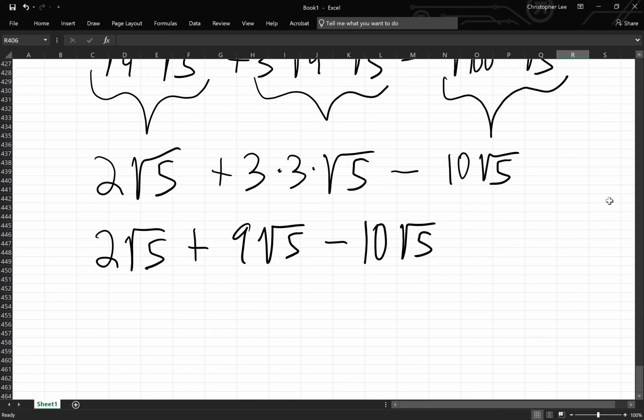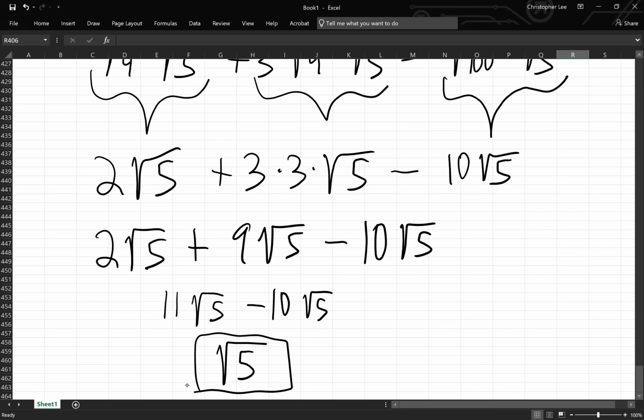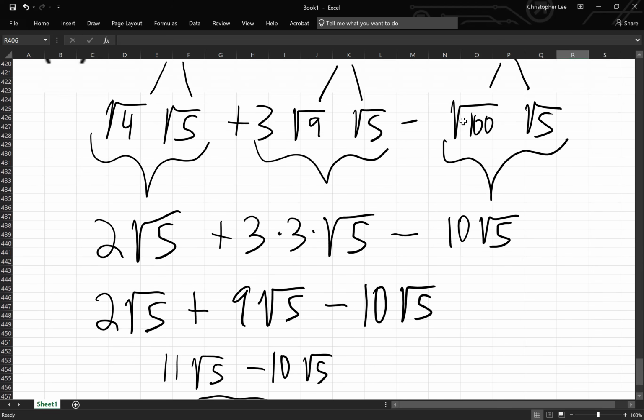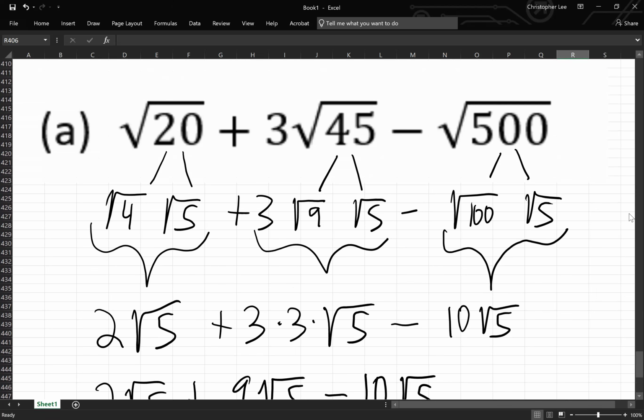So you add 9 and 2. Okay. So 11 square root 5. And then 11 minus 10 is just 1 square root 5. That's my answer. Yep, that's it. 10 times 10 is 100. That's why. Coming from here.